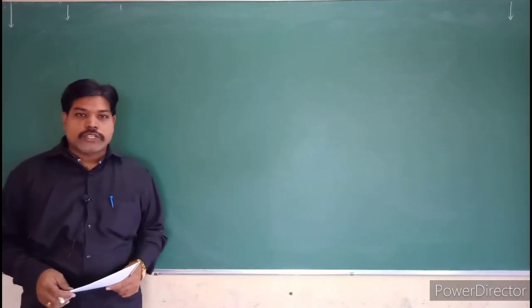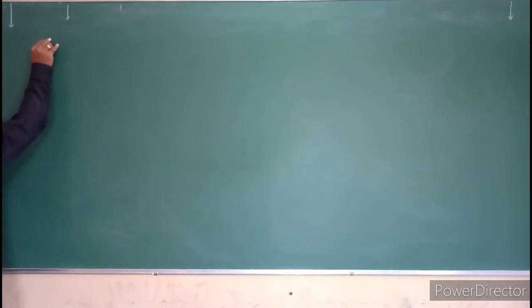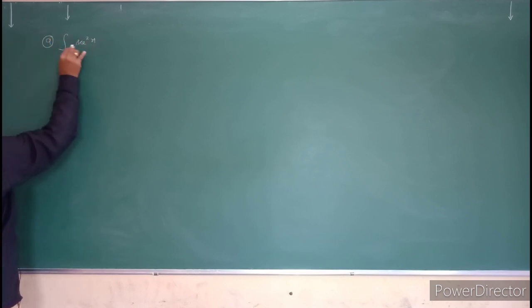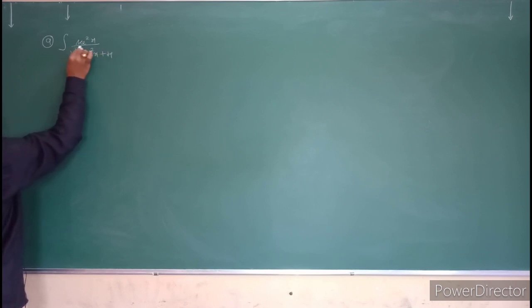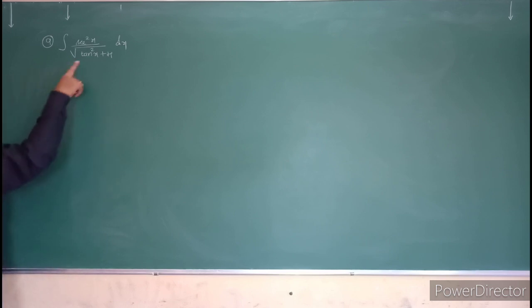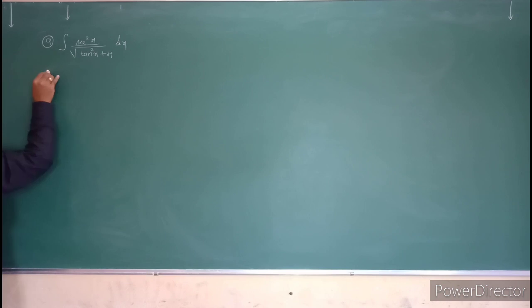See the next question, question number 9. So what is question number 9? See, students, integral of secant square x by root of tan square x plus 4 into dx. So what we will take is that tan x derivative is secant square x into dx value. So what we will take first.